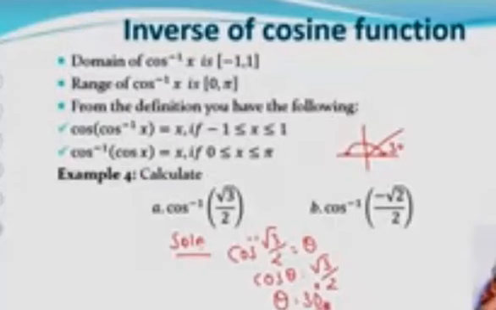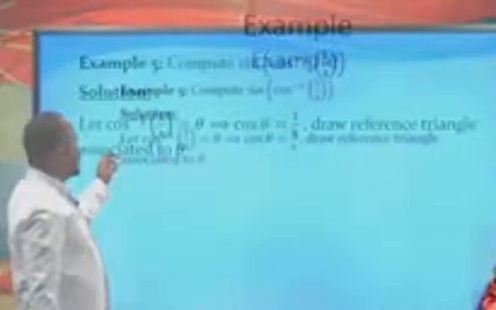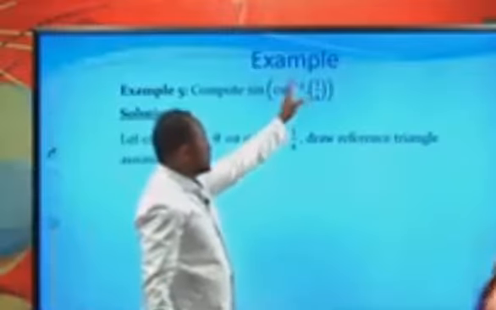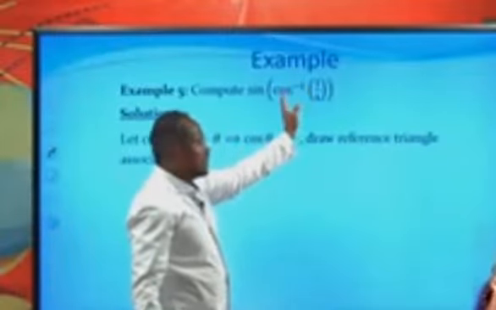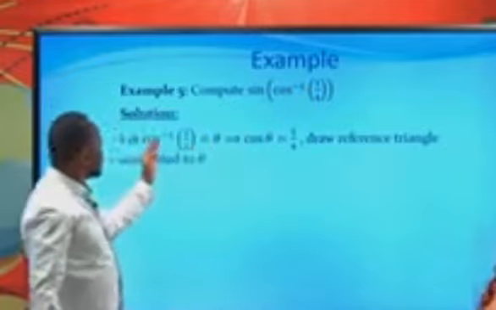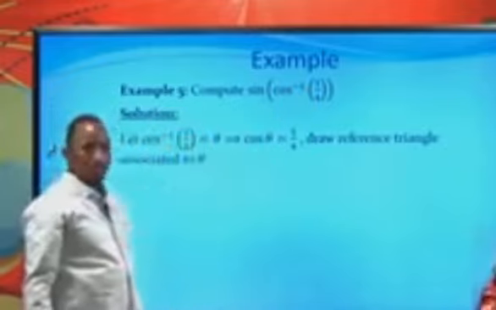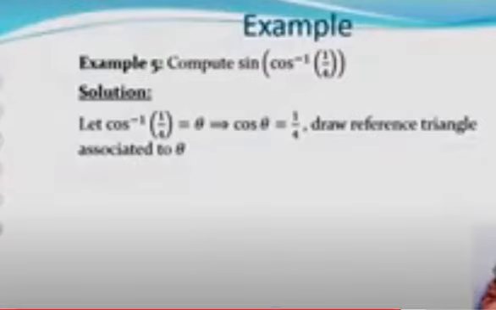Now let's continue to the other part. Okay, another example. Compute sine of cos inverse of 1 over 4. Okay, let's see this together. Let's assume the inner part, cos inverse of 1 over 4, to be theta. So cos inverse of 1 over 4 is equal to theta. This implies cos theta gives you 1 over 4.